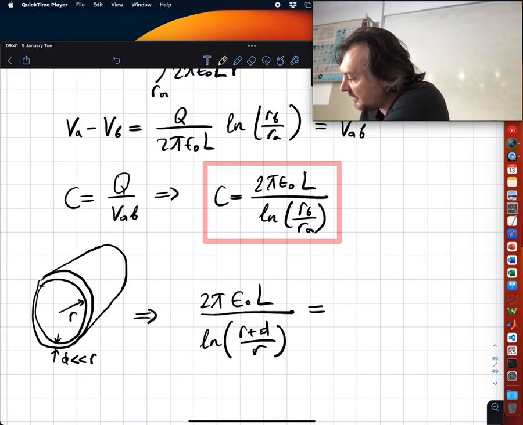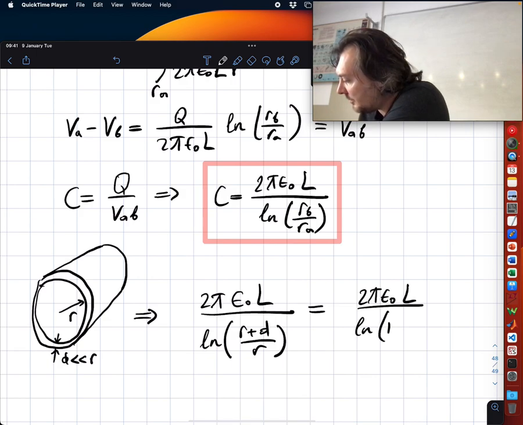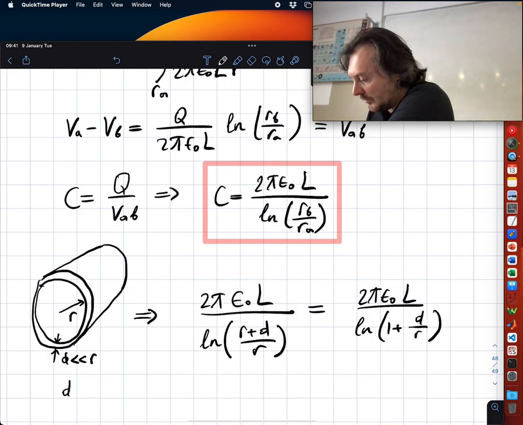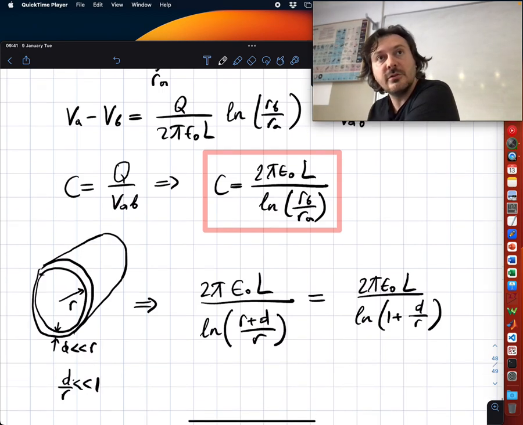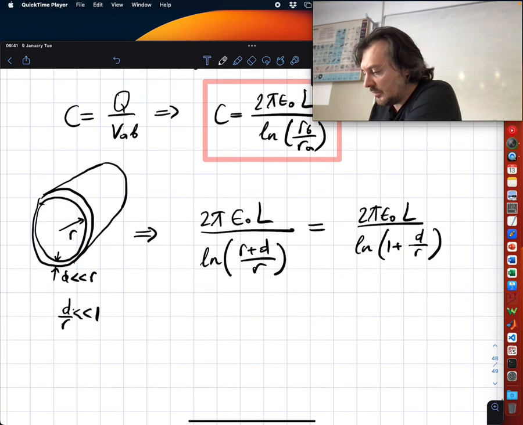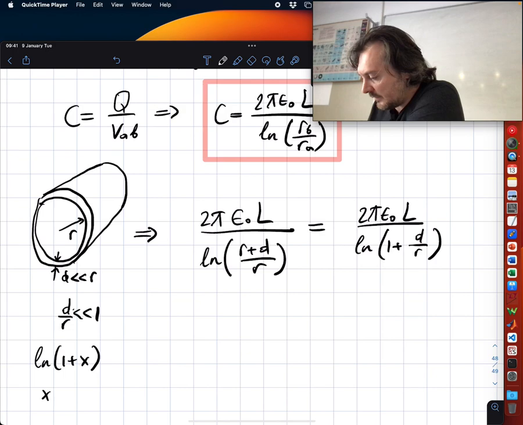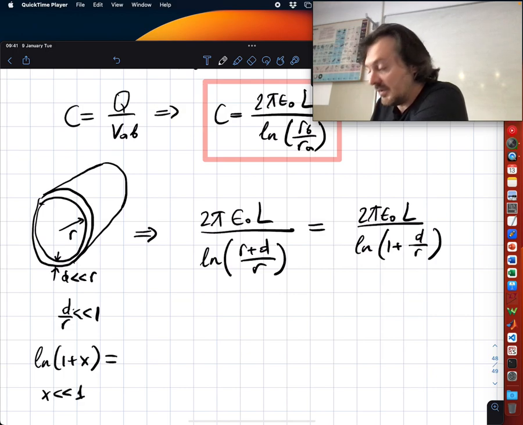Yes, what do I have here? 2 pi epsilon 0 L over ln of 1 plus D over R, and D over R is much smaller than 1. Do you see where this is going? Do you know what happens to ln of 1 plus x for x much smaller than 1? What happens to this, approximately?